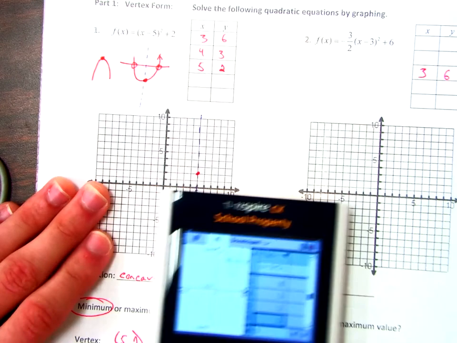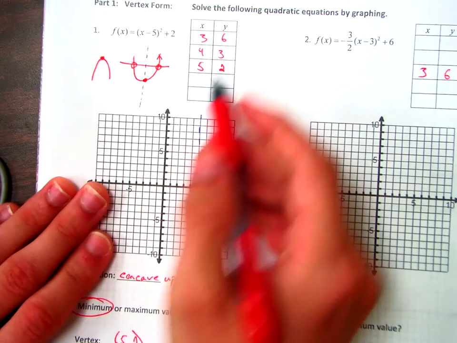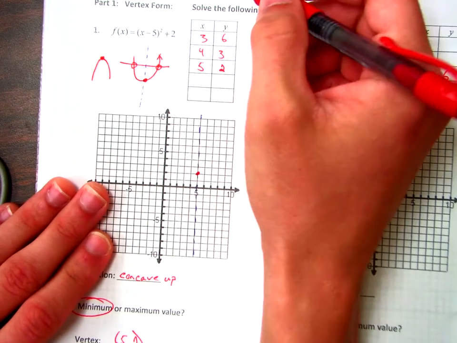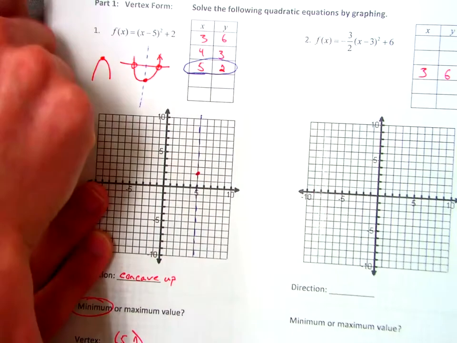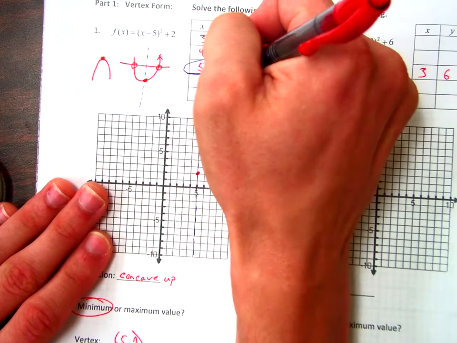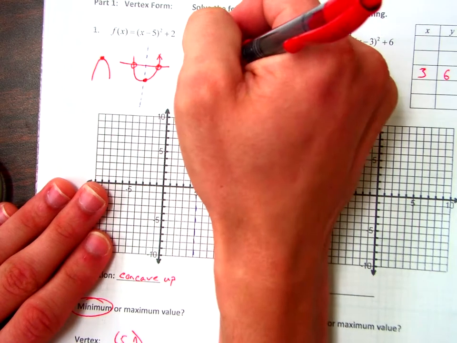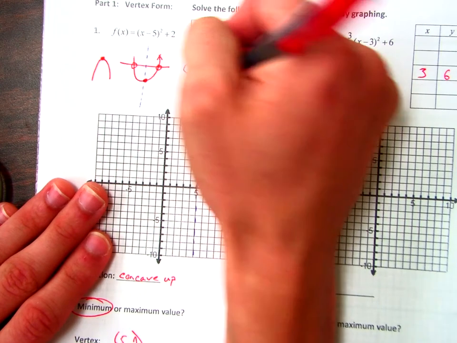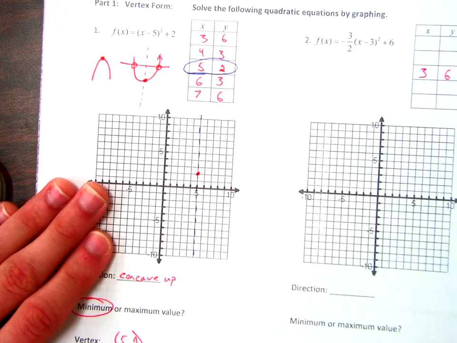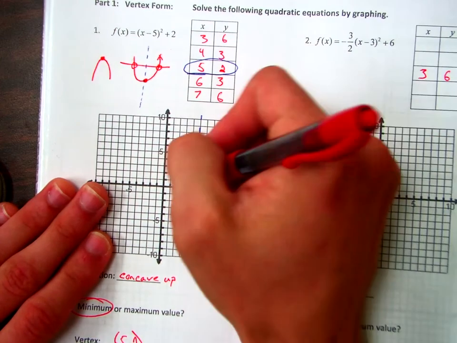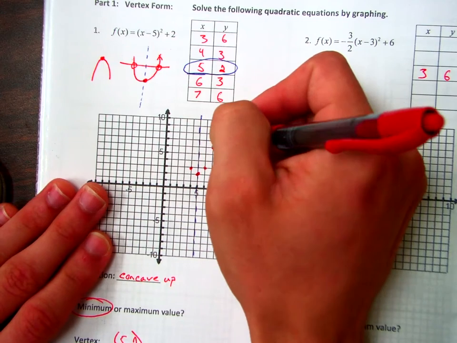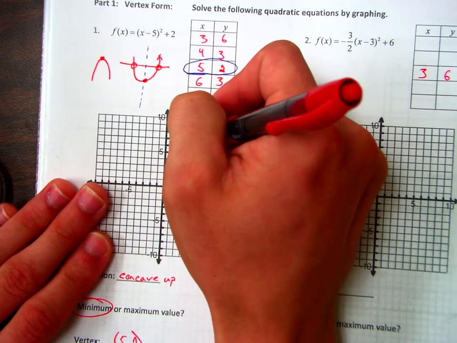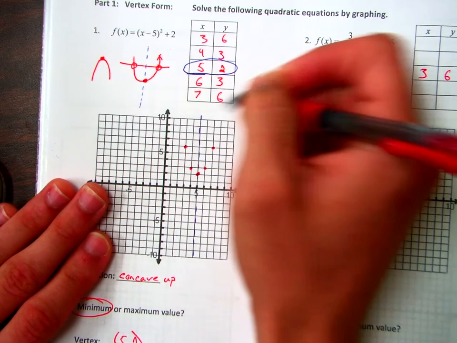And because I have those 2 points, then I don't really need anything else. I know that parabolas are symmetrical about their vertex, which means that this is going to be 3 also, and that's going to be 6. So 3, 4, 5, 6, 7. Okay, so 4, 3, 6, 3, 7, 6. Nope, 7, 6. Alright, there we go.